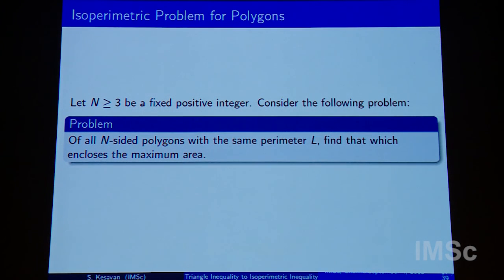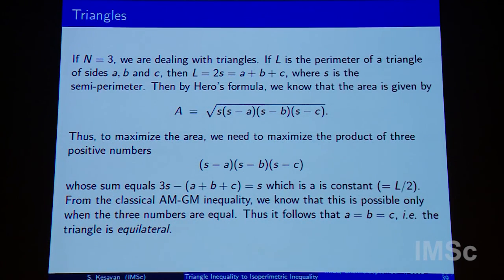So we look at the following problem. Of all n-sided polygons with the same perimeter L, find the polygon which encloses the maximum area. So this is the problem, shape optimization, which I am going to try. So let us look at triangles. So n equals 3, so we are dealing with triangles.